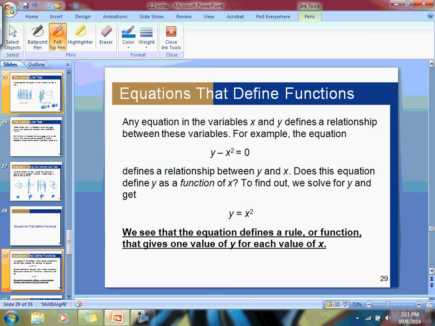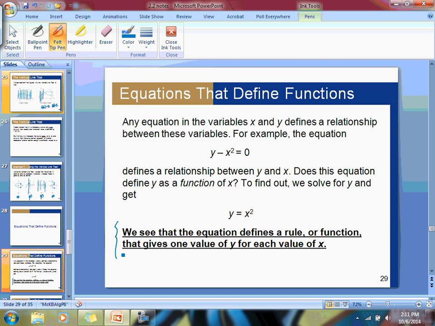Okay, so now we're going to take a look at some equations. And instead of looking at the graph of the function, we're going to look at the equation to figure out if it represents a function. Any equation in the variables x and y defines a relationship between these variables. So if you have the equation y minus x squared equals 0, that's defining a relationship between x and y. But the way that we need to figure out if this is a function or not is basically what's highlighted down here at the bottom.